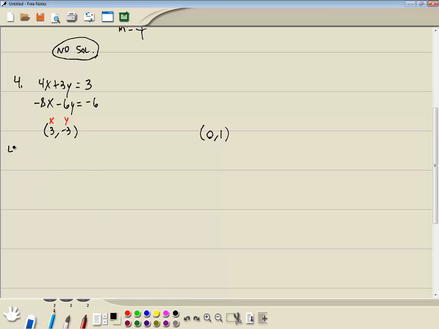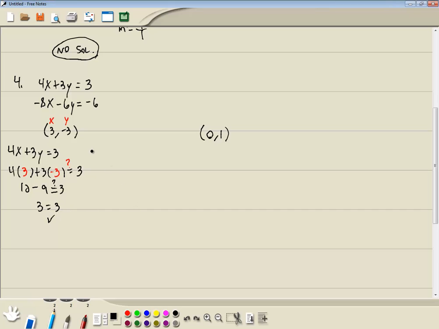Okay, we're going to plug it into our first equation. So we've got 4x plus 3y is equal to 3. And we said that x is 3, and y is negative 3. So I put parentheses wherever our variables were, and then plug in the numbers. And this is more of a question mark at this point. We're wondering if that's equal. Well, 4 times 3 is 12 minus 9. 12 minus 9 is 3, so we end up with 3 is equal to 3. So that one checks.